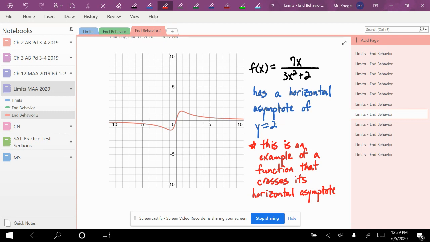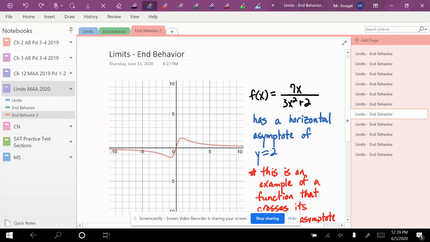All right, when you first start looking at horizontal asymptotes, you have y equals 1 divided by x and y equals 1 divided by x squared. And those happen not to cross their horizontal asymptote. When you get into higher level math, then you start looking at functions that do cross their horizontal asymptote. So right here, you see that the graph crossed its horizontal asymptote.